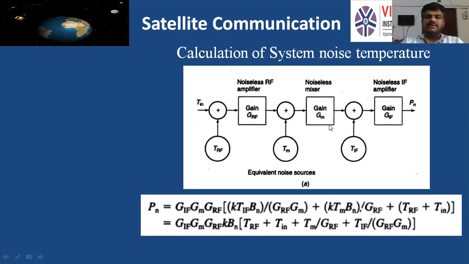So like this, the various modules present in the receiver, all the modules' temperatures have been considered here, as well as the gain. And finally, an expression for the total system noise temperature, considering each and every module's temperature, is expressed in the equation below, with G_IF, G_M, G_RF. So there is a big equation here.